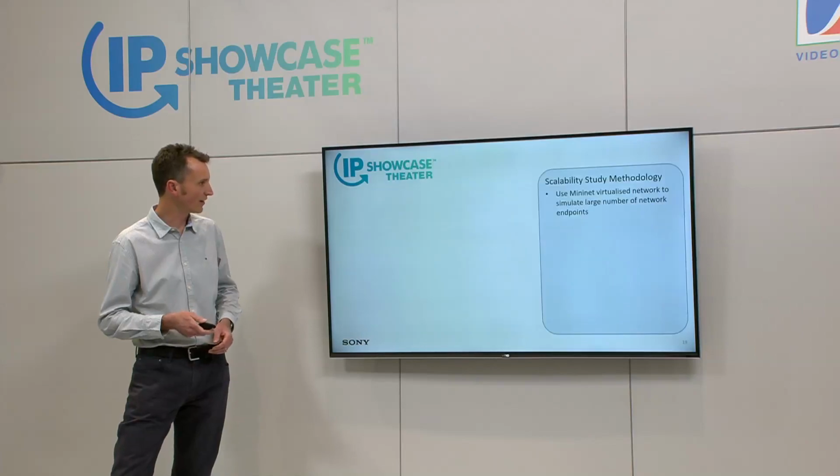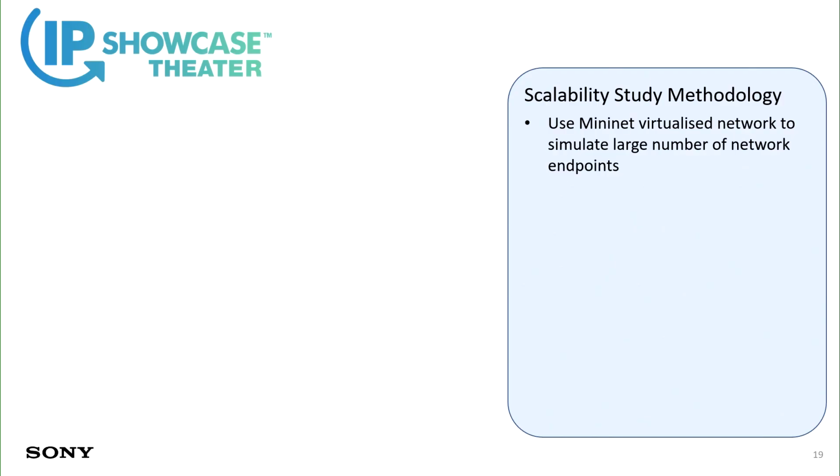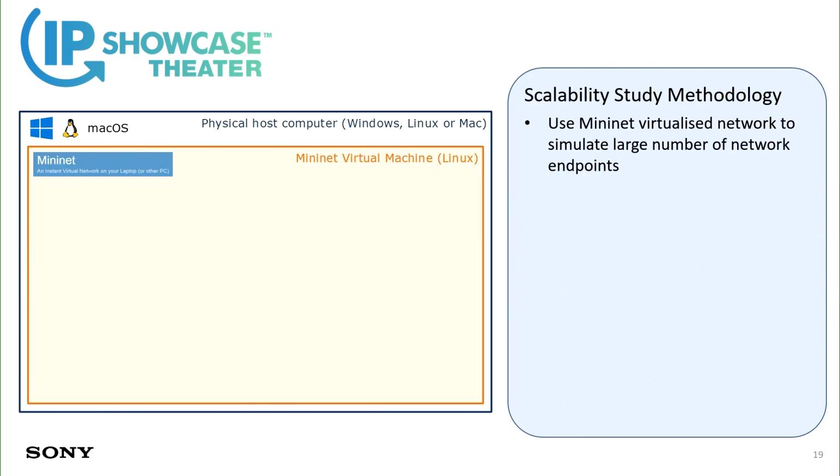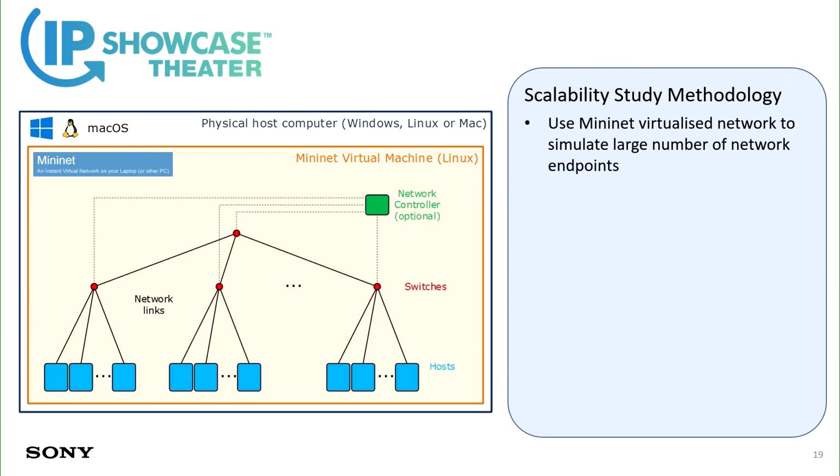So for our virtualized network, we chose to use the Mininet open source software. This allows us to simulate a large number of network endpoints within a VM. Typically we have a physical host computer that can run any OS, be it Windows, Linux, or Mac. Within that, we run our Mininet virtual machine, which is Linux-based. And with some basic scripting, we can set up a network of our choice within Mininet.